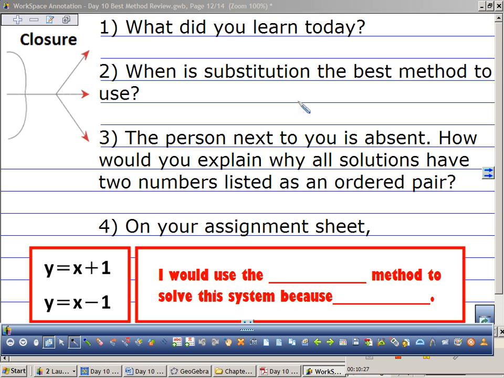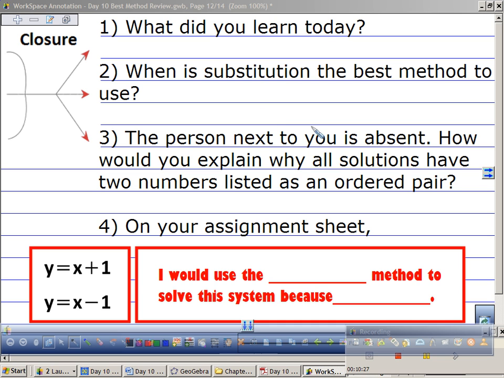Okay. So what did you learn today? Can I get a volunteer? Yes, Philip. Best method. Awesome. When is substituting the best method to use? Pick somebody, Philip. John. When is substitution the best method to use? When it is solved for y. Good. Or when it's solved for x, that would work too, but we normally see it when it's solved for y.